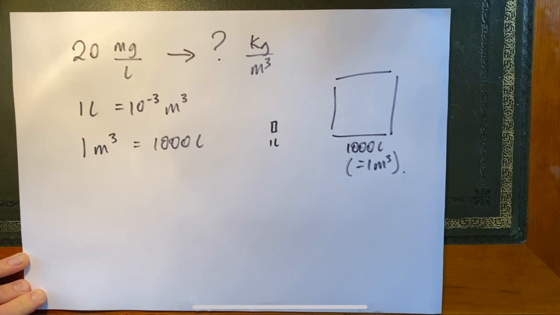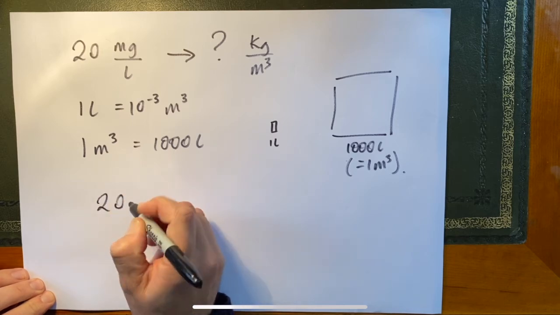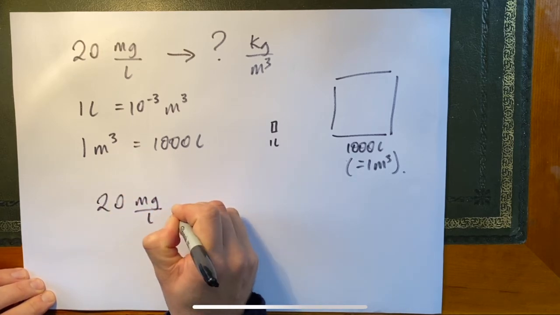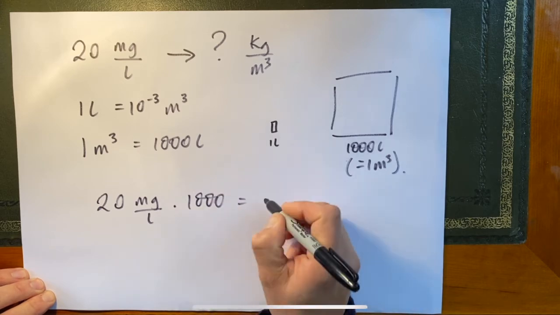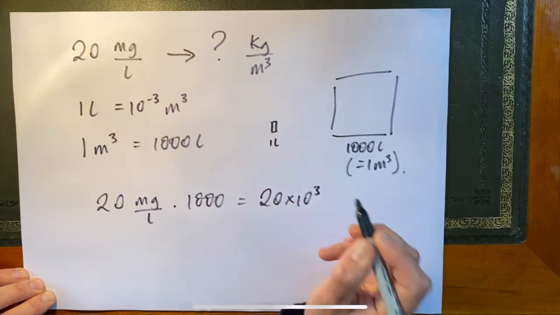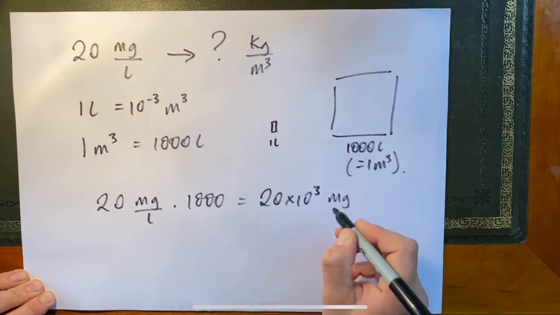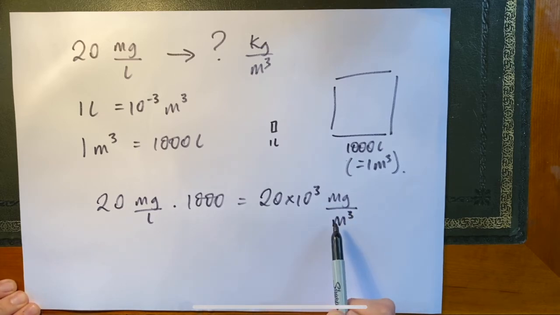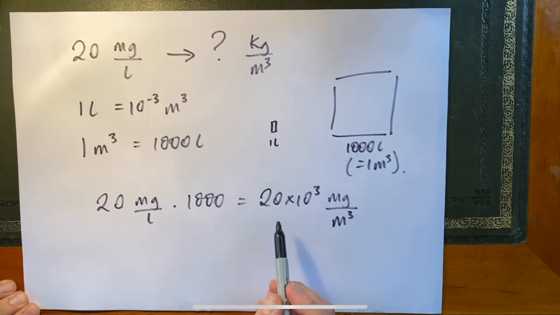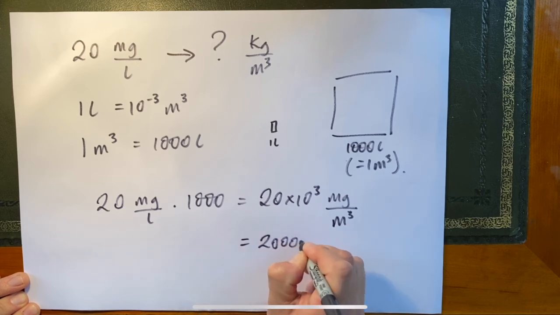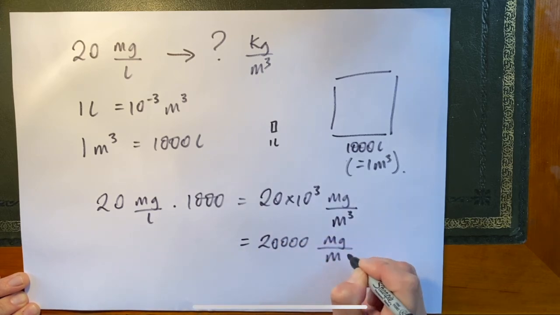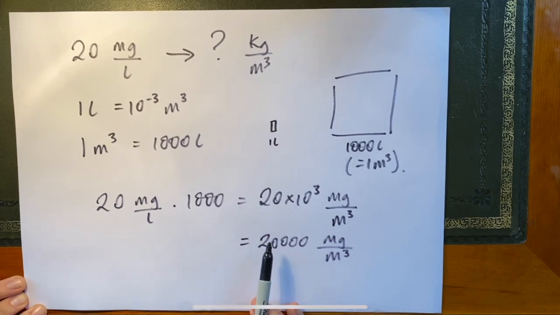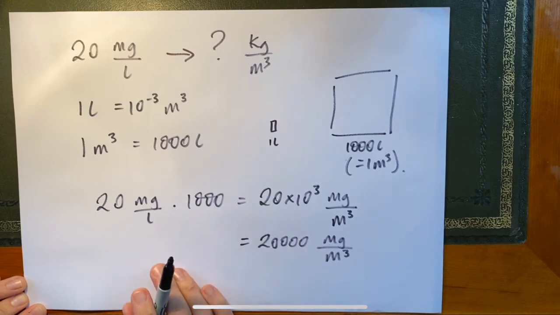This is more of a, what does this all mean physically, I suppose. So if we've got 20 milligrams per litre, and then we times that by 1,000, that gives us 20 times 10 to the 3 milligrams. We're still in milligrams, I've not done anything with that, per metre cubed, or 20,000 milligrams in a metre cubed. Okay, so let's just write that out as well. So that's 20,000 milligrams in a metre cubed. And now all we've got to do is convert 20,000 milligrams into whatever that is in kilograms.